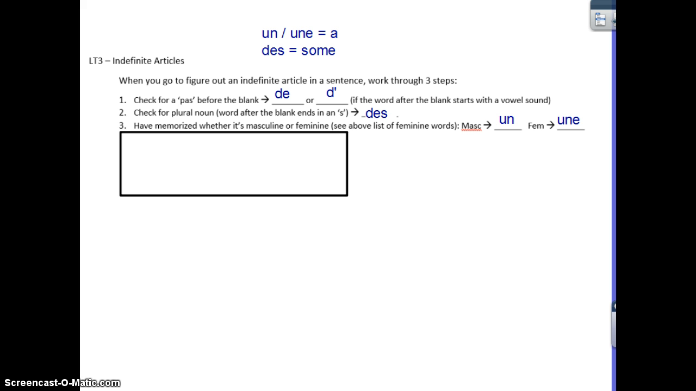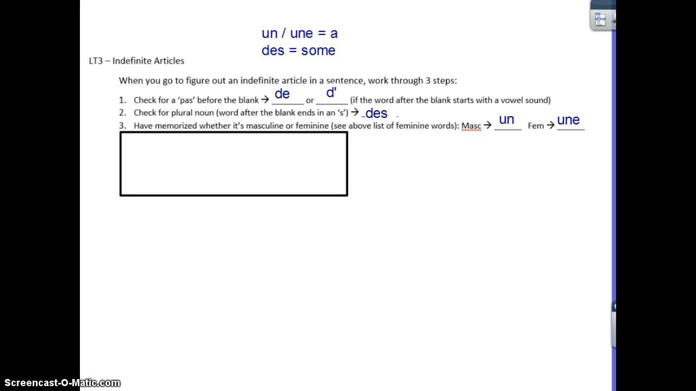So for example, the word ordinateur, the word computer, starts with the letter O. They don't like it to sound like de ordinateur. They like it to just flow together seamlessly and be d'ordinateur. I know it's really weird for us as English speakers, but basically, it's usually the word de after the word pas, unless by chance the next word in the sentence starts with a vowel. Then you can get rid of that.